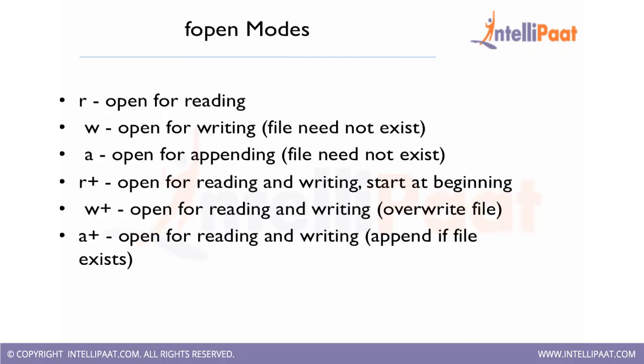These are the modes in which file operations can be performed. R stands for read only mode, so we cannot do any operation other than reading. W stands for write operations. A is for appending. R plus is open for reading and writing, starting at the beginning. W plus opens for reading and writing, which is like overwriting a file. A plus opens for reading and writing, appending if the file exists. So these are the various modes. It depends upon what we need. We need to specify the mode.